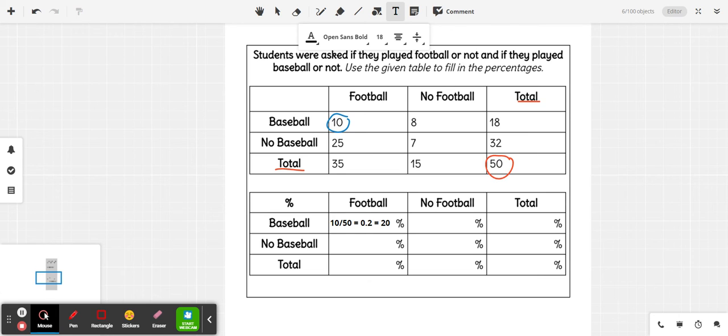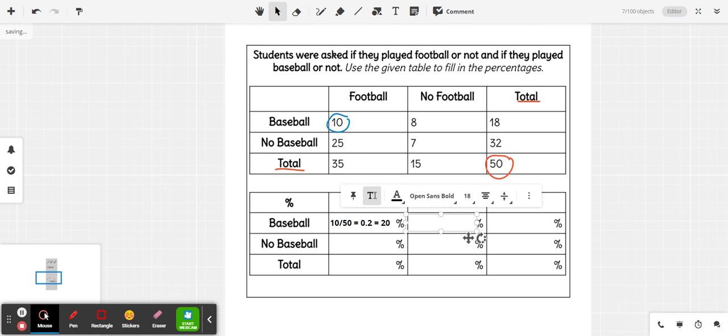Let's look at our students who played baseball and did not play football. We have 8 students. We want to divide that by the total students of 50, and we will get 0.16. Let's move that decimal 2 places to the right, and our whole percentage is 16%. And we're going to do that with the entire table.